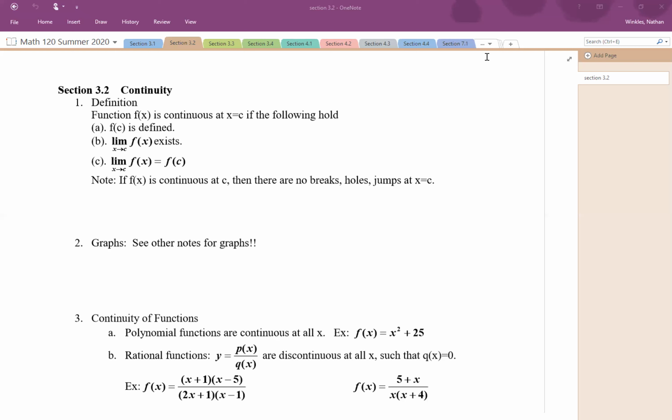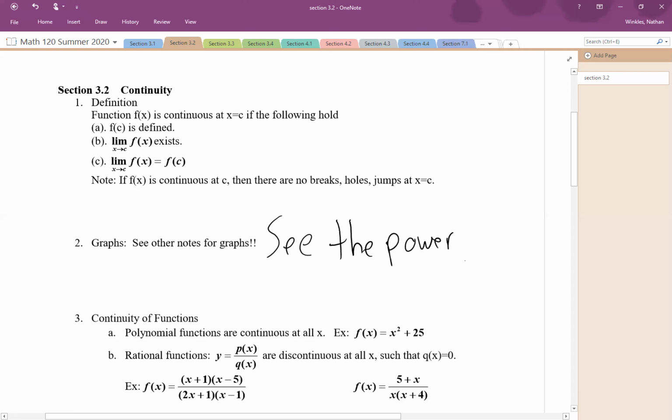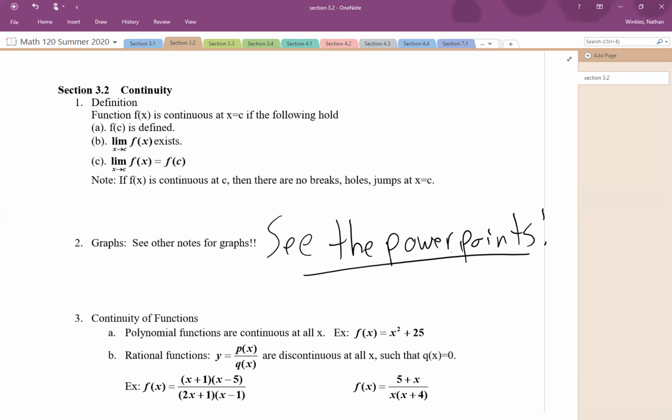If f of x is continuous at c, then there are no breaks, jumps, holes, etc. at x equals c. There could be stuff in other places, but not at this point. To see some graphs of this, see the PowerPoints. In the PowerPoints, there are graphs and everything that you can see. I did not convert them over into here, but check the PowerPoints inside of Canvas, and you'll be able to see them there.